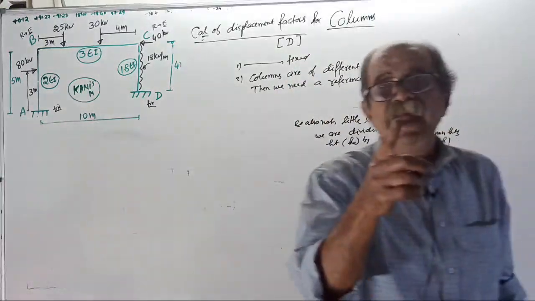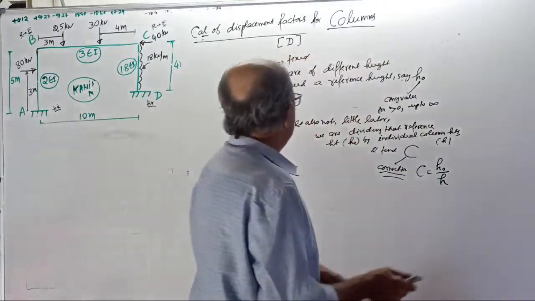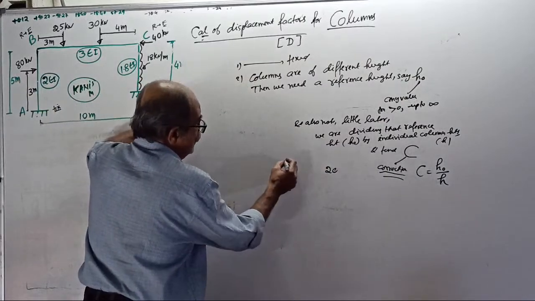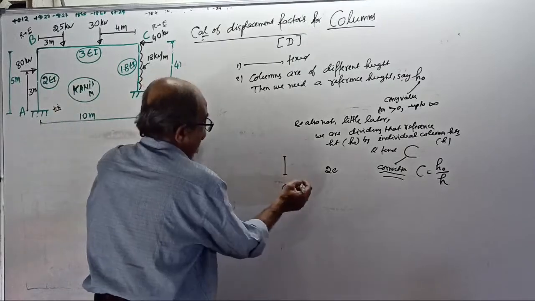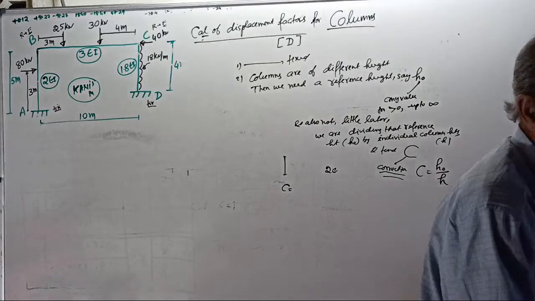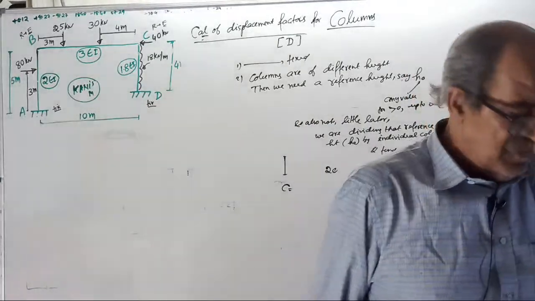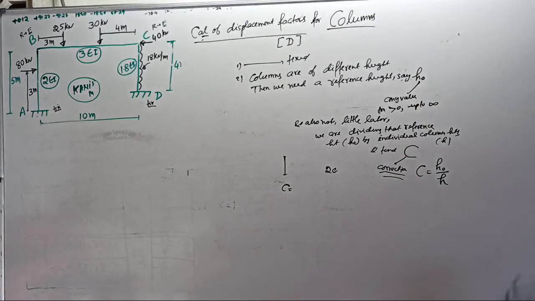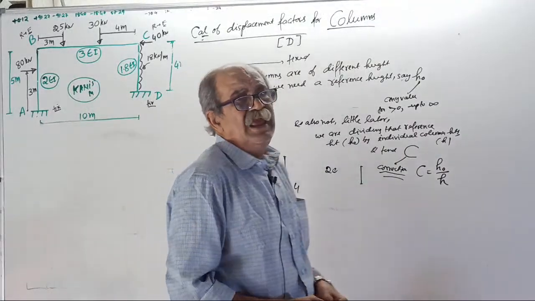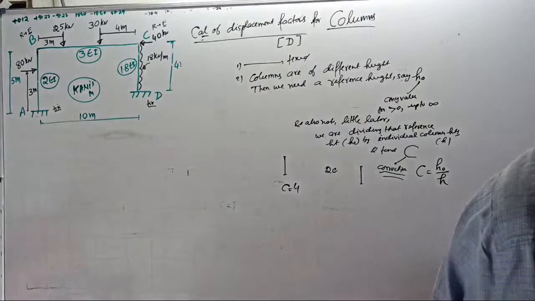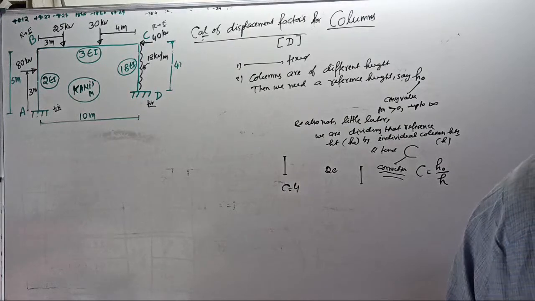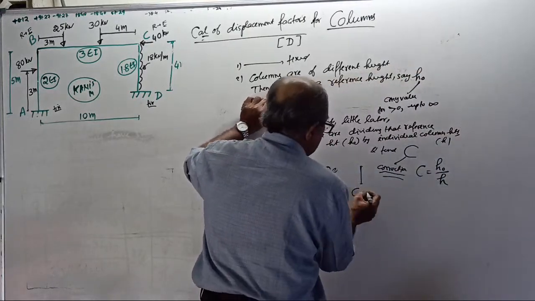20. But if I take 20, what will happen? Tell me. If I take 20 meter for 5 meter, tell me, what correction will come? For the left column, for 5 meter, how much will the correction factor be? For the left column, 20 by 5 gives 4. And for the other column, it will come what? 20 by 4, it will come 5.